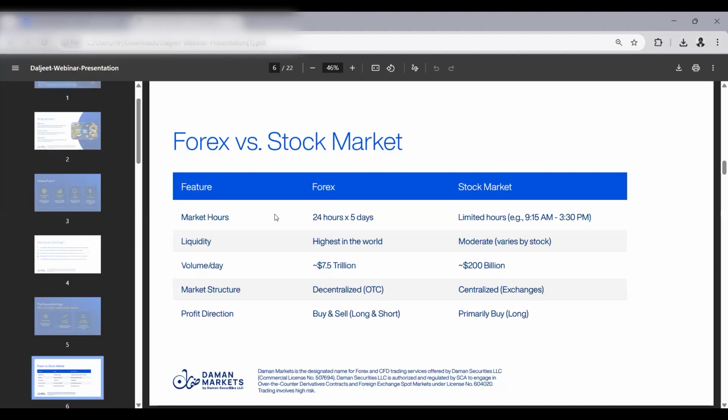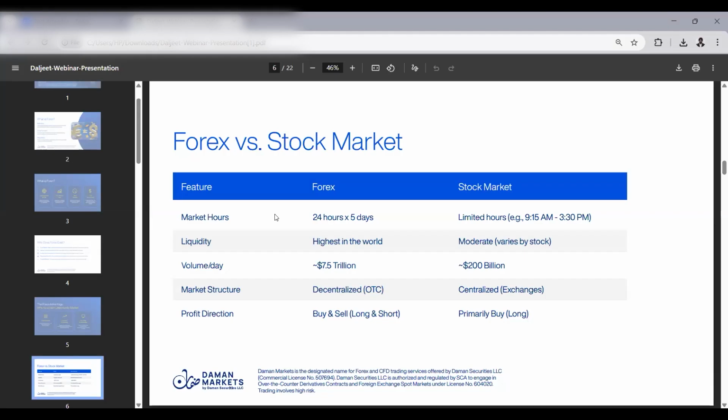Market structure, as I've already explained: the forex market is a decentralized market, whereas the stock market has a centralized exchange. That limits it to the central exchange, with a regulated body that controls it, but in forex there is no regulatory body. It is connected by complete global financial institutions.